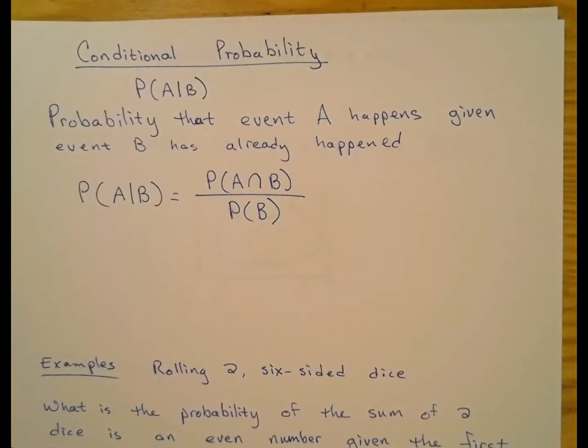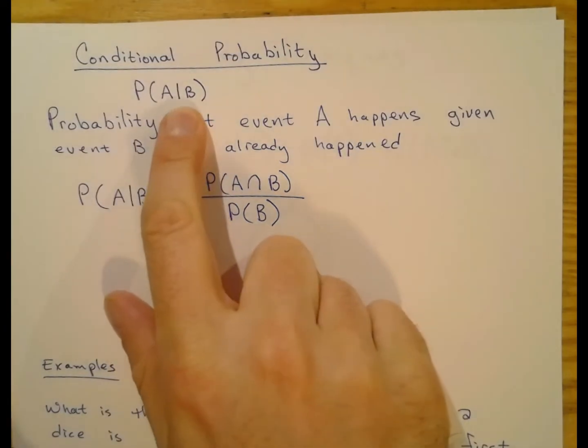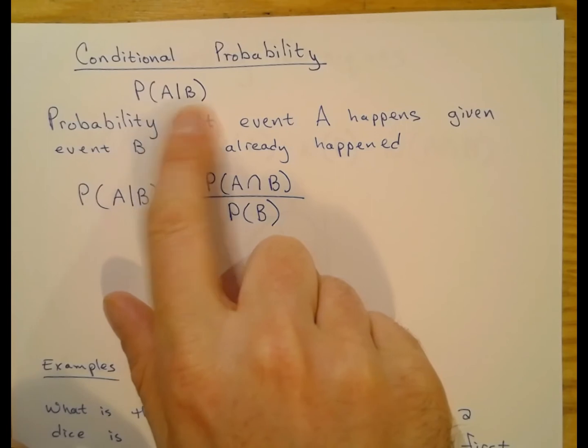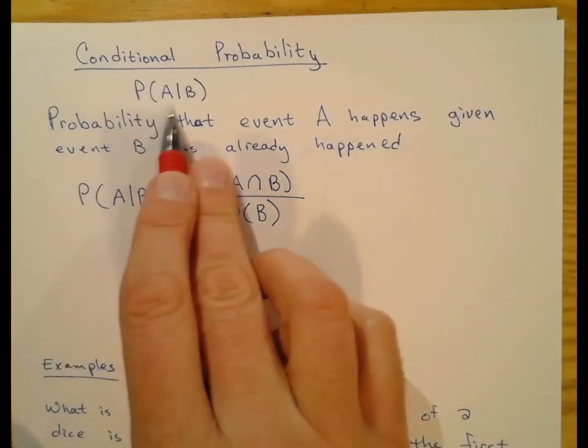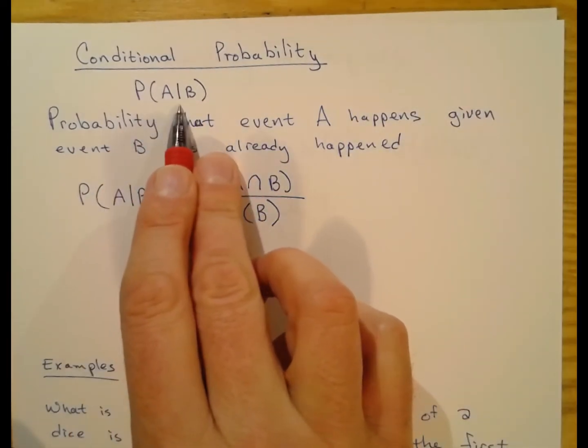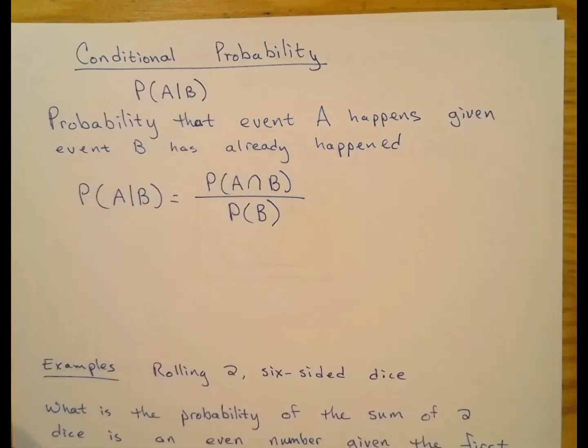All right, conditional probability. Conditional probability is the probability that some event happens given that some other event has already happened. The notation for that is a vertical line between the two events, A and B. So this is the notation for the probability that event A has happened given that event B has already happened. And we have a lovely formula for that.